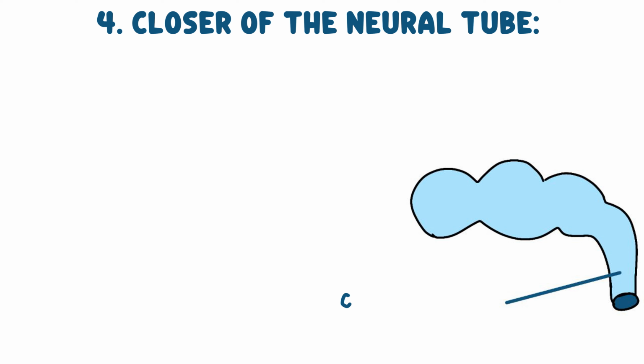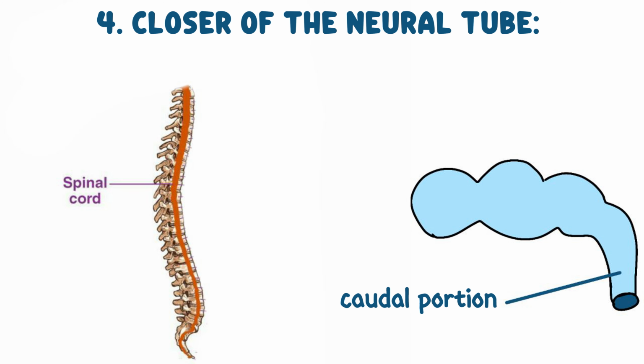Meanwhile, the caudal portion of the neural tube elongates to form the spinal cord, which will facilitate neural communication between the brain and the rest of the body.